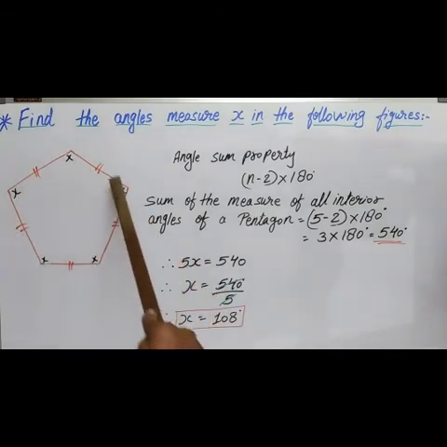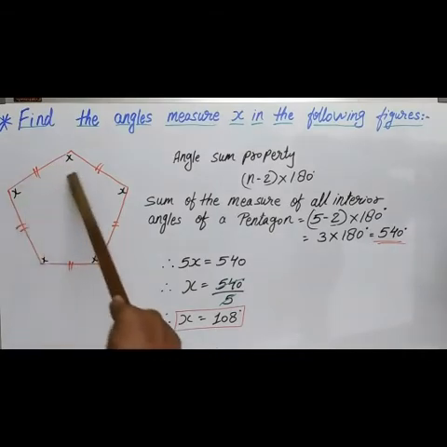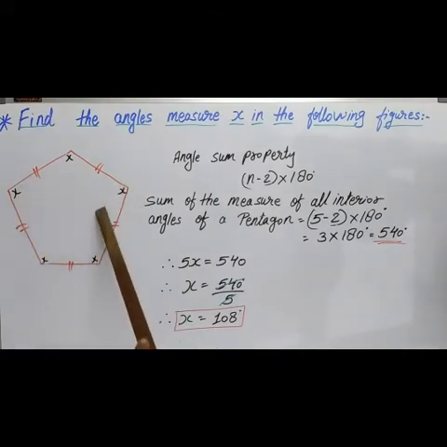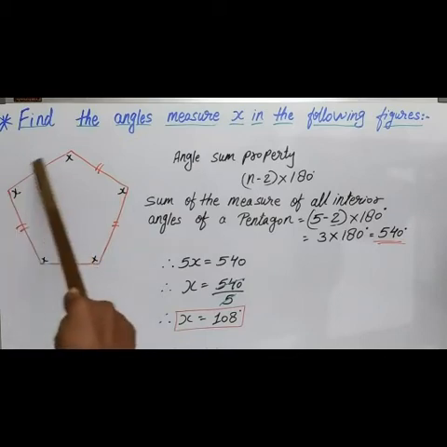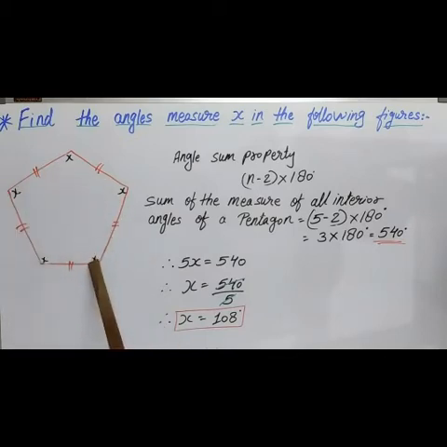And here each vertex has x. We don't know the measure of this x. So 1x, 2x, 3x, 4x, 5x. Total is 5x. And the full pentagon is 540 degrees. So x equals 540 divided by 5. X equals 108 degrees.